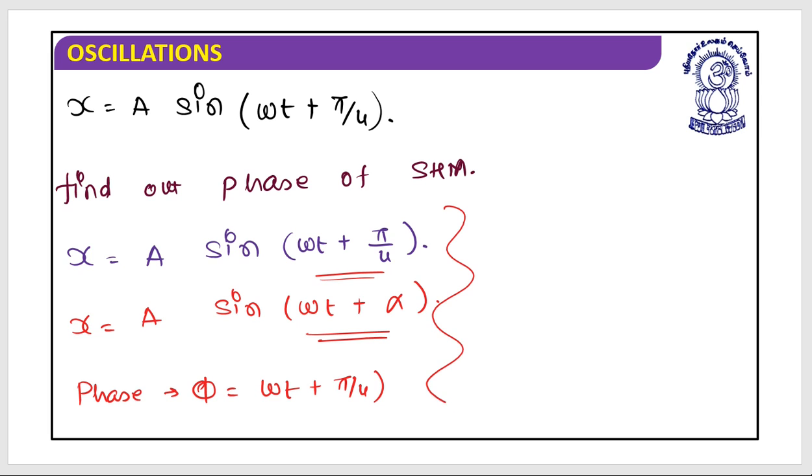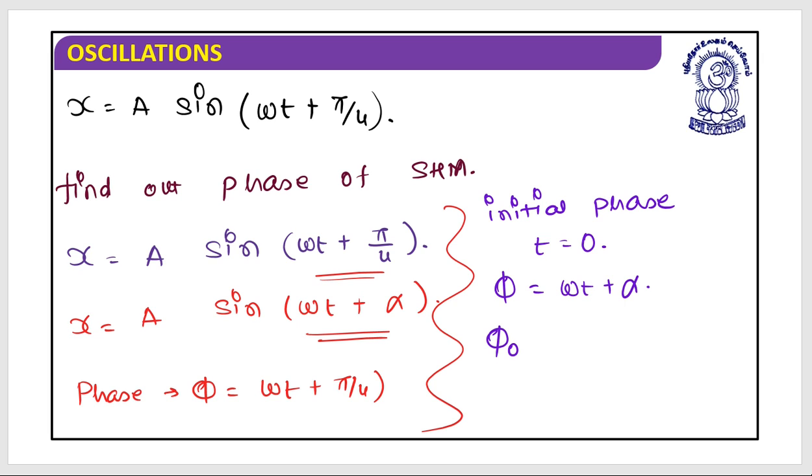If I have been asked for the initial phase, let's look at this. It's an initial phase, then at t equals 0. So this phi is equals to omega t plus alpha. From this, let's call it phi naught, the initial phase. This is equals to omega into 0 plus alpha, so this is equals to alpha. In my case, it's pi by 4. So this is the initial phase of the given function. I hope this is clear.